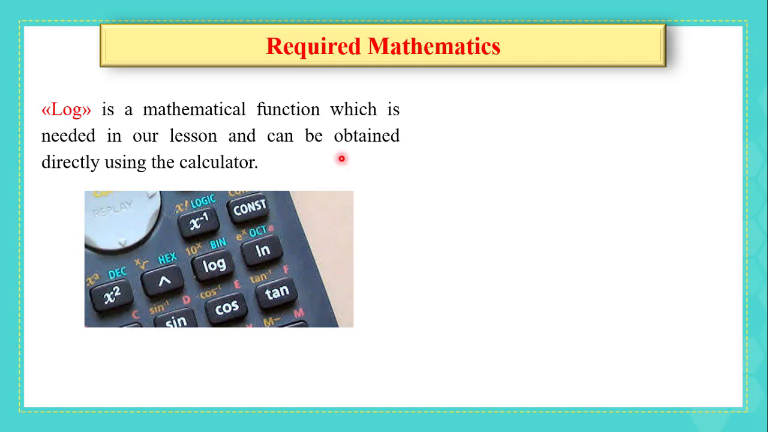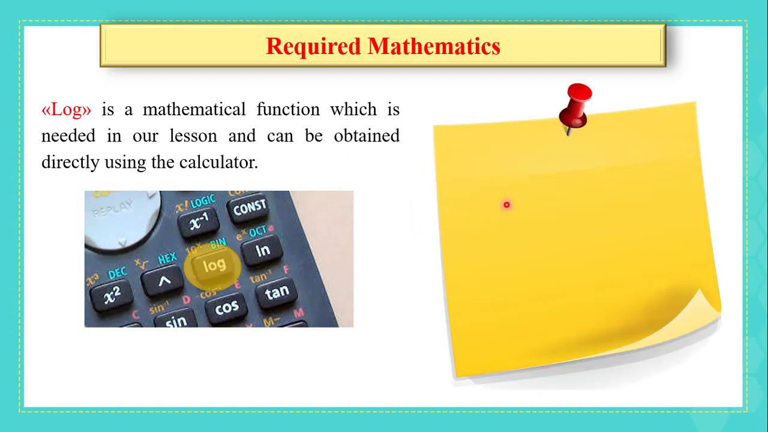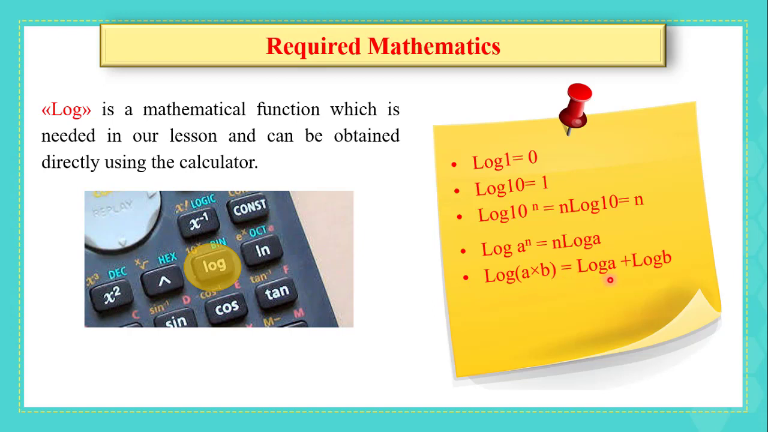As with any function, we can list some rules for it, such that log 1 equals 0, log 10 equals 1, log 10 power n is equal to n log 10, and since log 10 equals 1, then n log 10 equals n. Log a power n is equal to n log a. Log a times b will be log a plus log b, and log a over b will be equal to log a minus log b. And if n equals log a, then a is equal to 10 exponent n. And of course, memorizing these rules is not obliged.